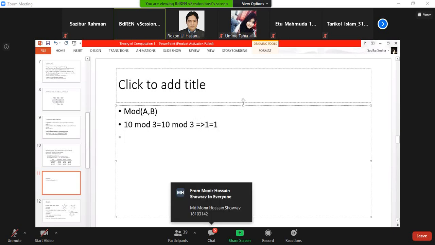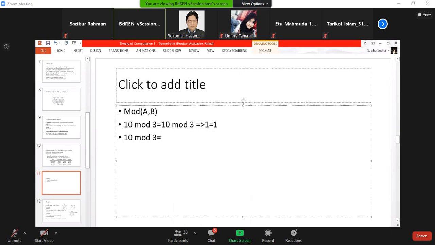Now, there is an x and there is a y. So 10 mod 3, we said that it is an equivalence relationship.